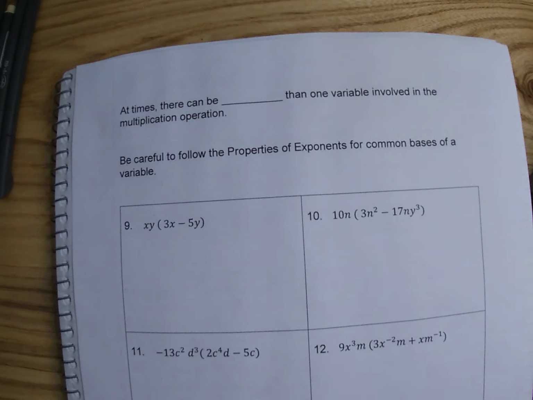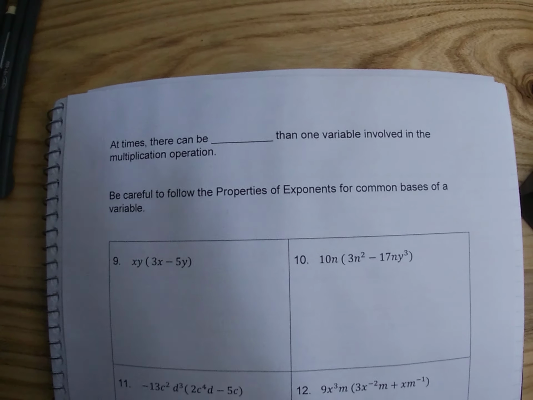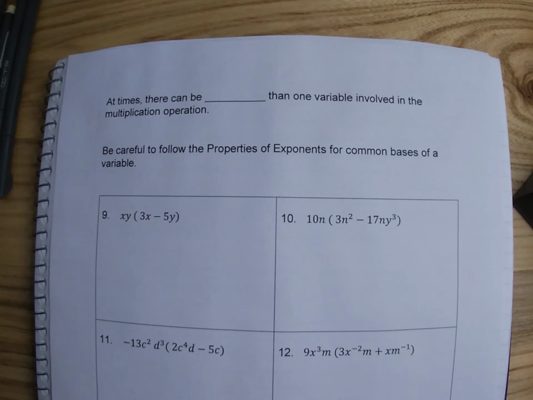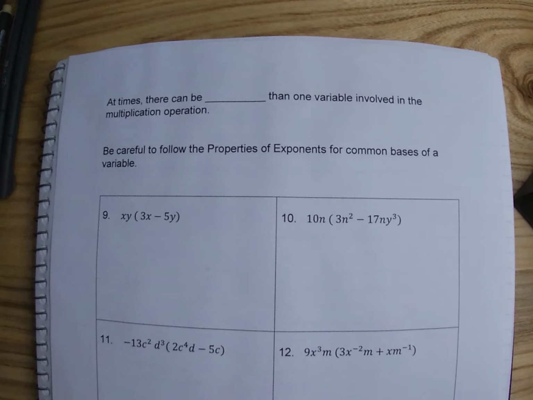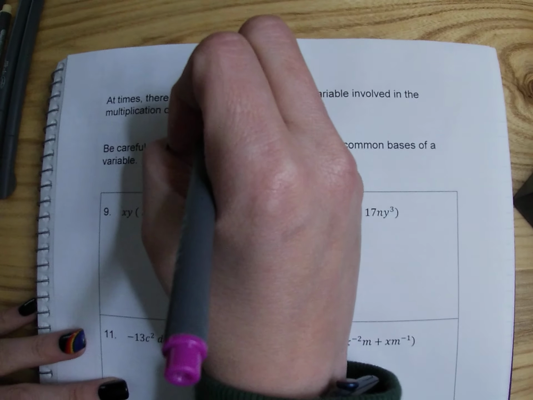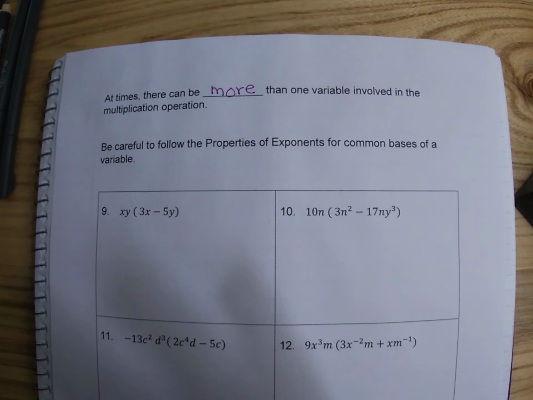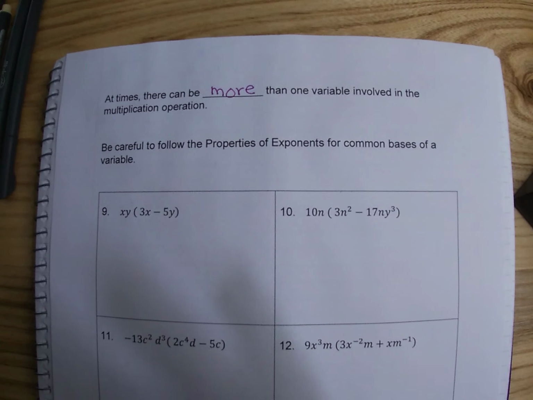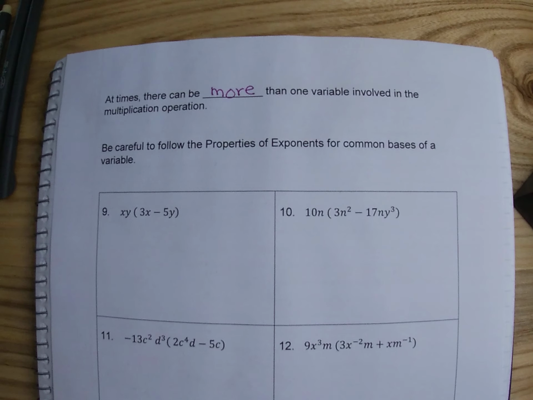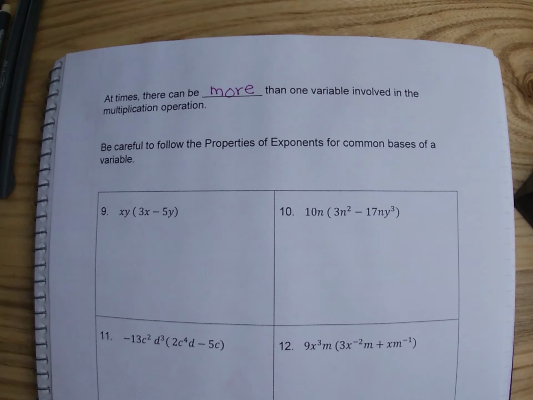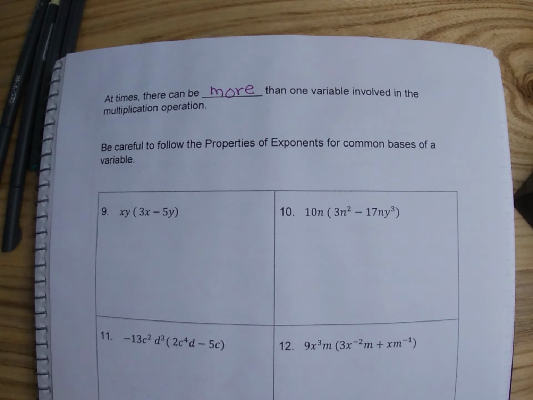Now, it doesn't always have to be the case that it happens with one variable. So we can look at this process with multiplying, and there can be more than one variable involved in the multiplication. We're still going to use the process exactly the same, so the rules don't change. We just have to remember we can only add exponents on variables that have the same base. So when we're looking at it, it has to have the exact same letter or we can't add them up.